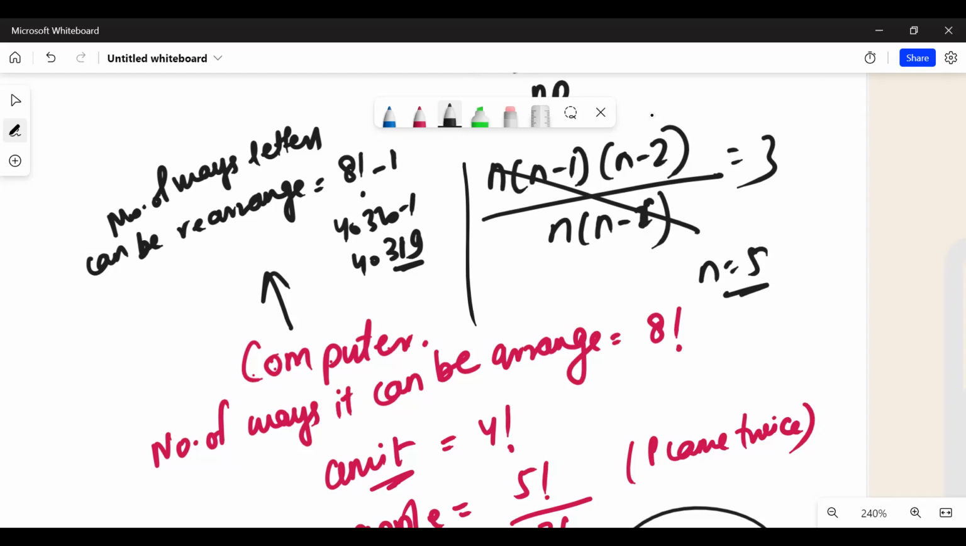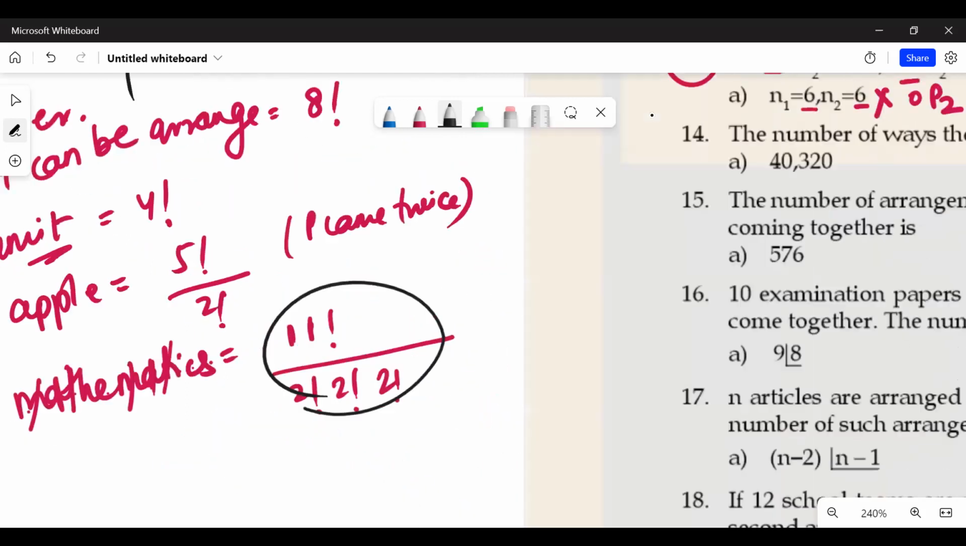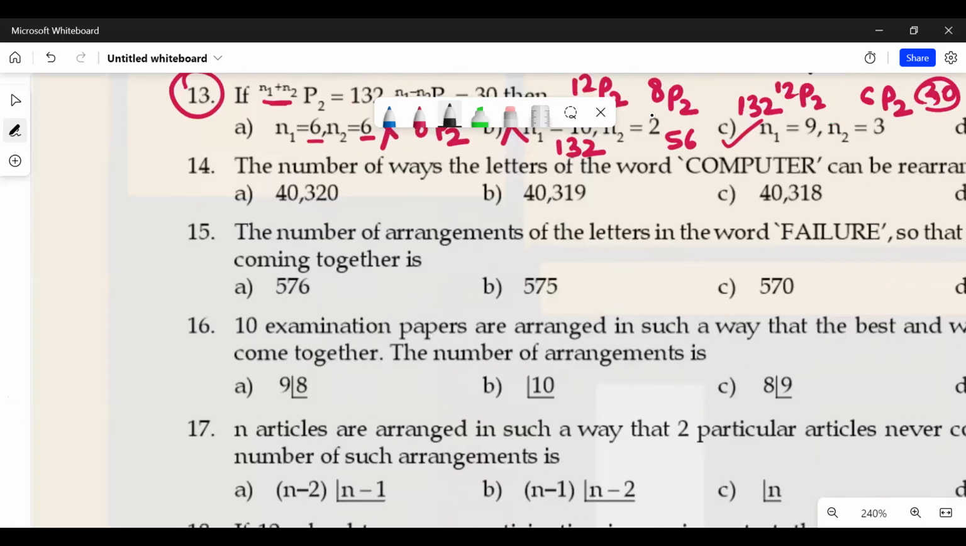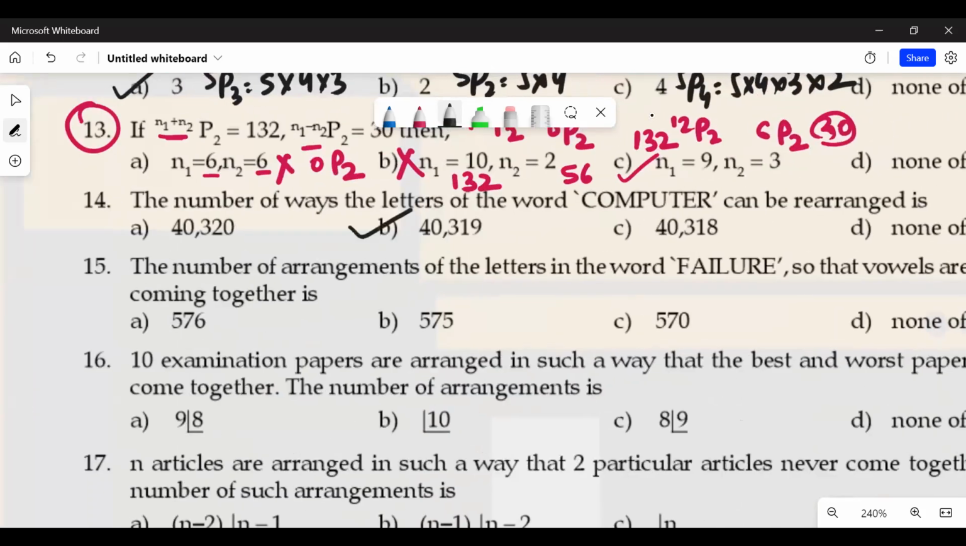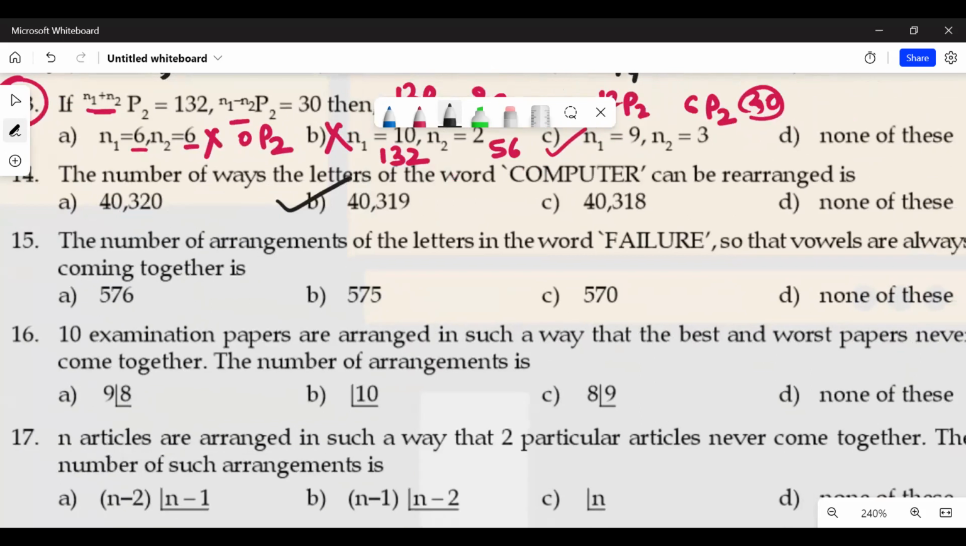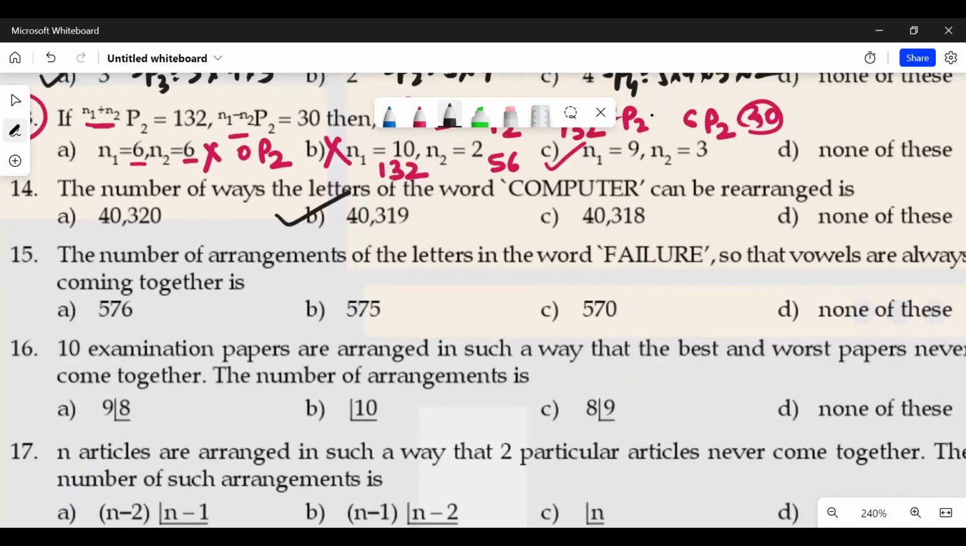So the answer for question number 14 would be option B. They are talking about rearrangement, so this would be the answer. Clear, everyone?